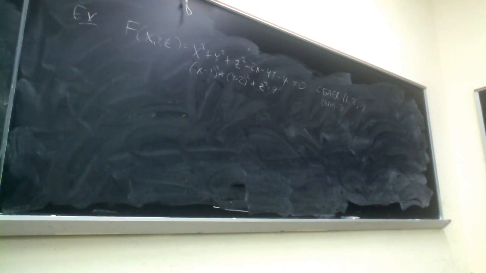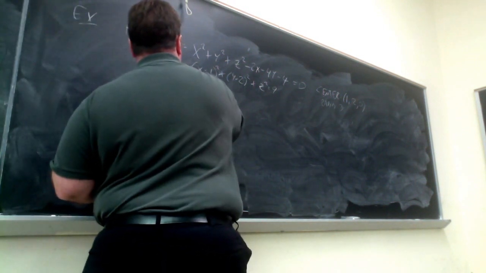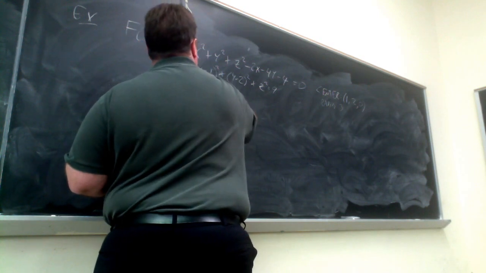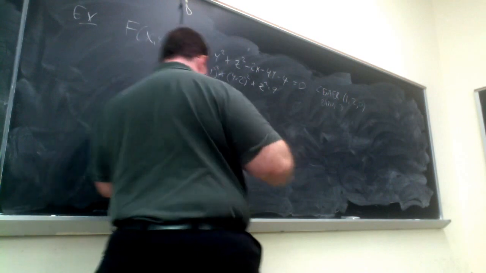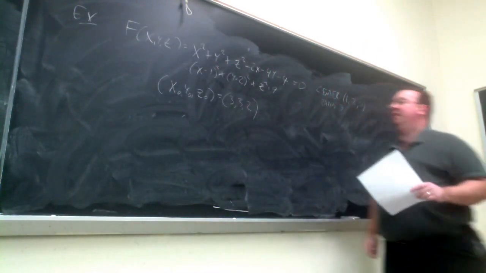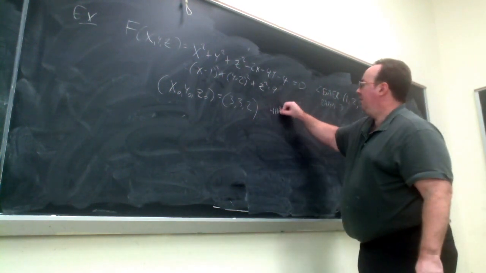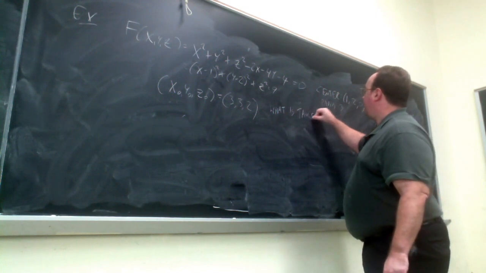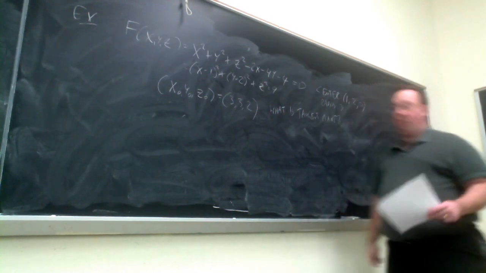All right. So I'm going to choose a point that is on this sphere. X is 3, y is 3, and z is 2. Okay. So the problem is, what is the equation of a tangent plane at this point?